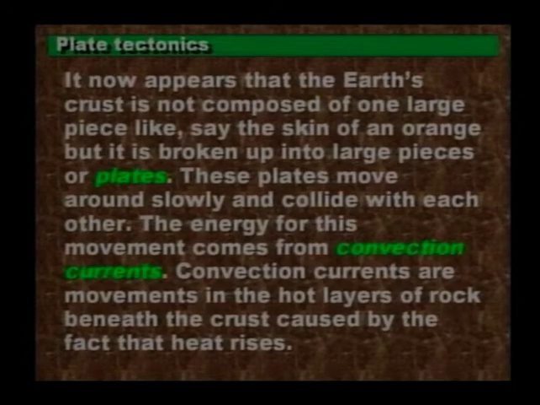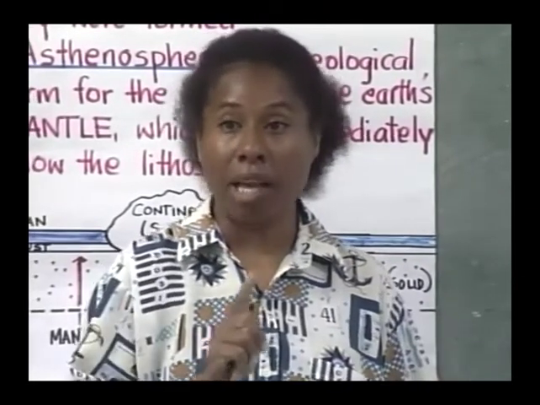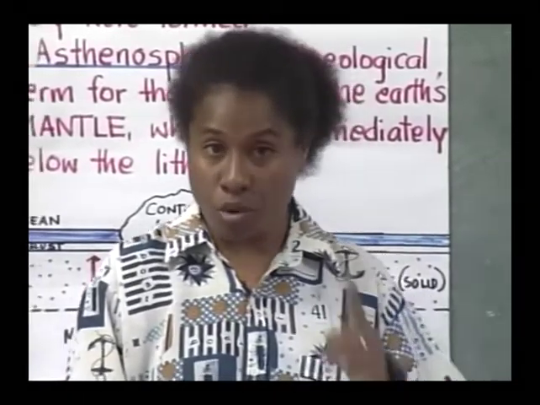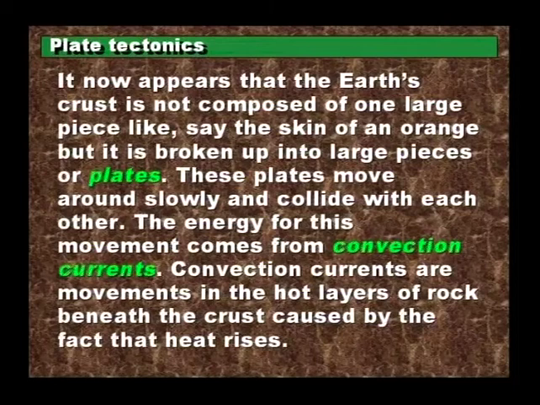But the only problem is that they were not able to prove to us where the force could have come from to contribute to that movement. They couldn't prove that. Our study of the structure of the Earth will help us understand where that force is coming from to move the plates on the surface. So it goes on to say that the energy for the movement of the tectonic plates comes from what we call convection currents. Those convection currents are movements in the hot layers of rock beneath the crust of the Earth, by the fact that heat rises.